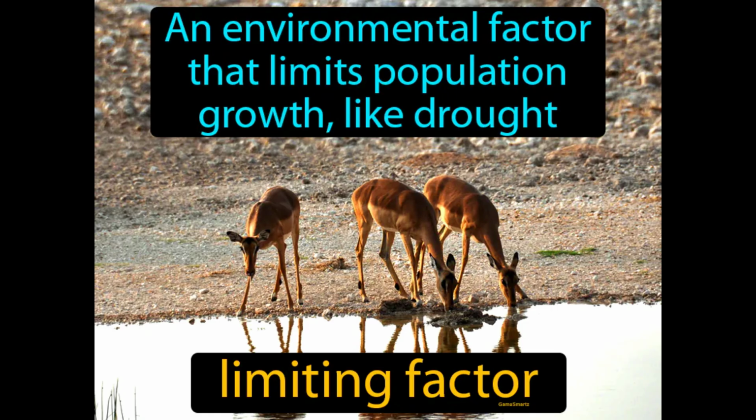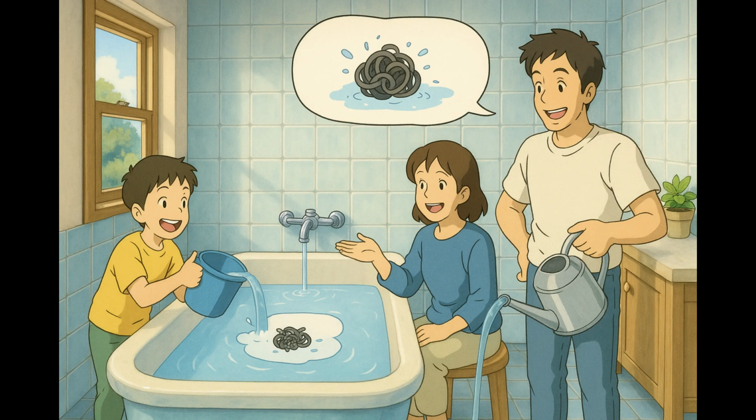An environmental factor that limits population growth, for example, a drought. Limiting factor. In science, a limiting factor is anything that restricts the size or growth of a population. Imagine trying to fill a bathtub with a severely clogged drain. Just as the slow drainage restricts how full the bathtub can get, an environmental factor like a drought limits how large a population can grow.